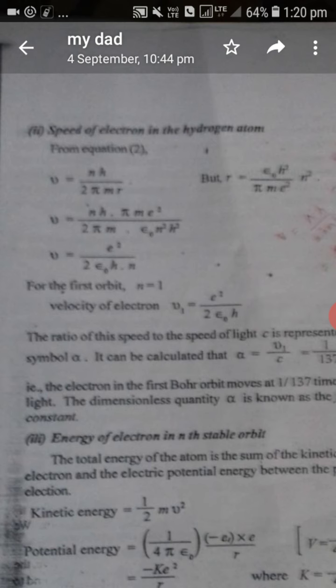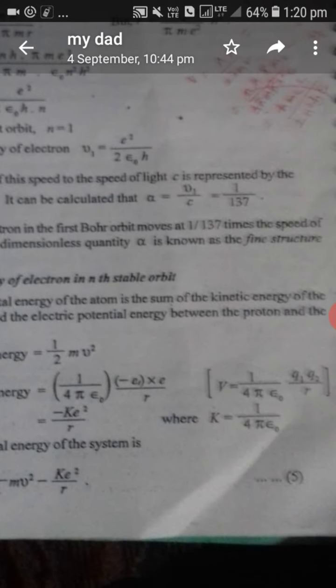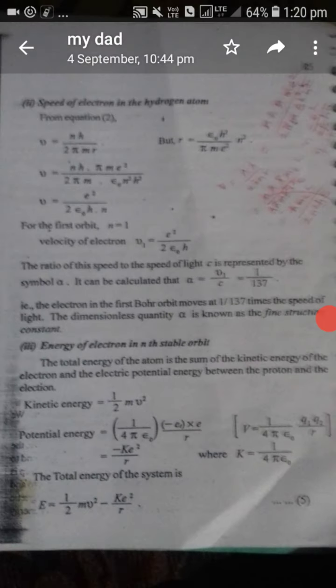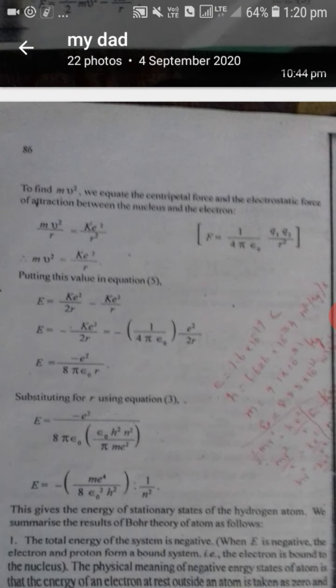We know the centripetal force is equal to the Coulomb force of attraction. That is, m v square by r is equal to k e square by r square, where k means 1 by 4 pi epsilon naught. Then here one r cancels. Then what will you get? m v square is equal to k e square by r.